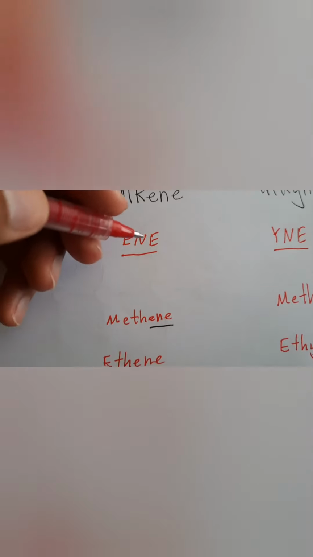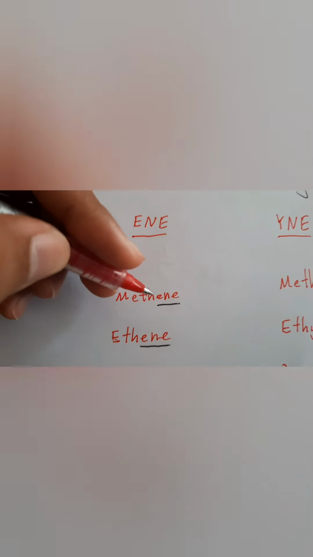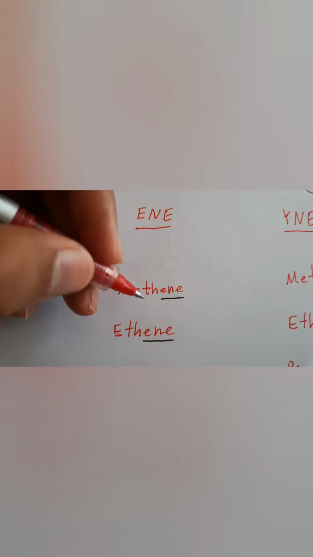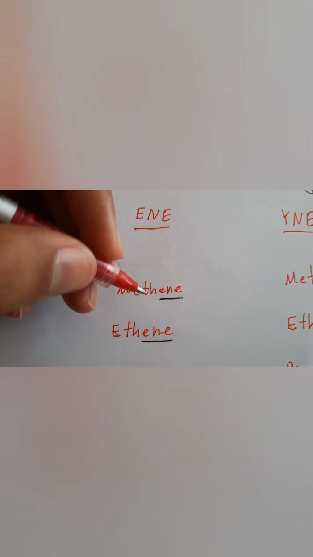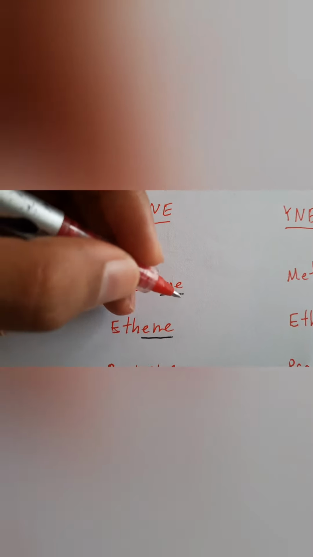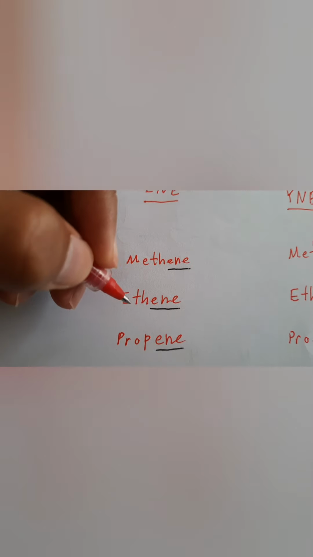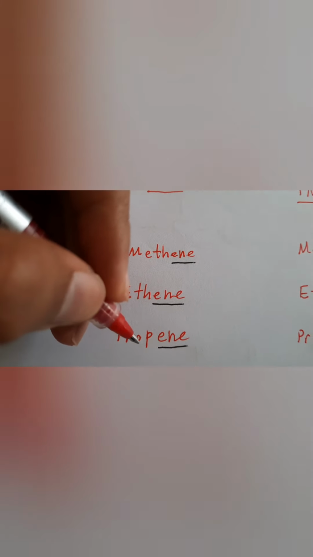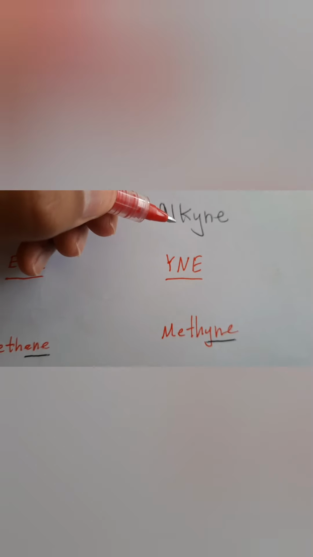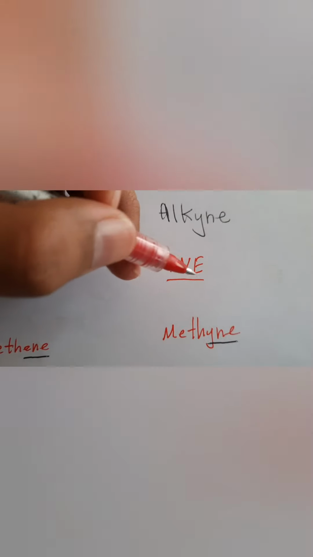For alkenes, there is E and E. Meth, you have the meth if there is 1 carbon. If you have 2 carbons, this is ethene. 3 carbons, propene, butene, pentene. You go on. And for the alkynes, you have Y and E.